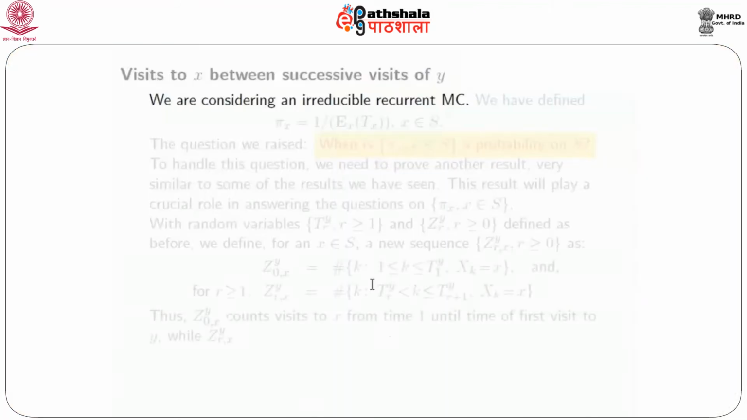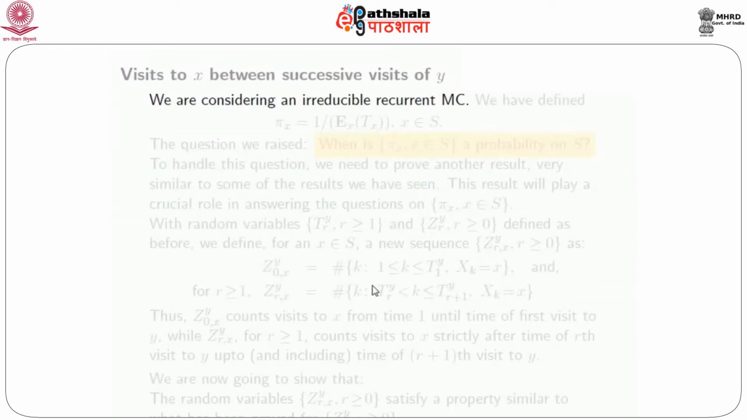Of course, while doing that, we have to bring in some other techniques, in particular very similar to those random variables Z_r, which were basically a sequence of gaps between successive visits to a particular state y. We are now going to introduce another sequence of random variables. Between successive visits to y, it will count the number of visits to a different state x. We will prove a similar result for this new sequence, and that will be handy for finally answering when the numbers pi x form a probability on the state space S. Remember that we are considering an irreducible recurrent Markov chain.